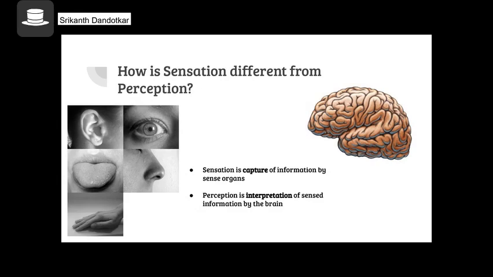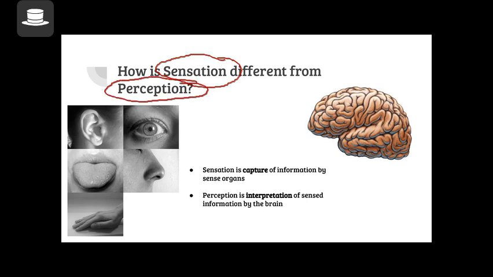So how is sensation different from perception? Now, in colloquial expressions, we use sensation and perception interchangeably. In fact, we mean perception when we say sensation. When you say I have these sensations, you're actually talking about perception, because you're referring to conscious experience. And conscious experience is not a part of sensation. Conscious experience is a part of perception.